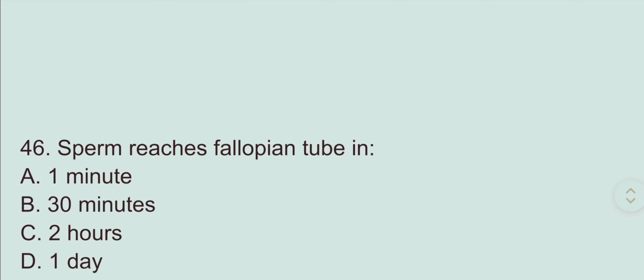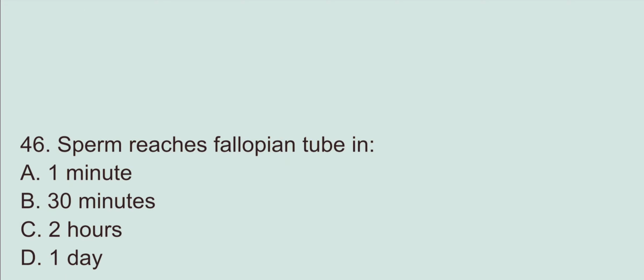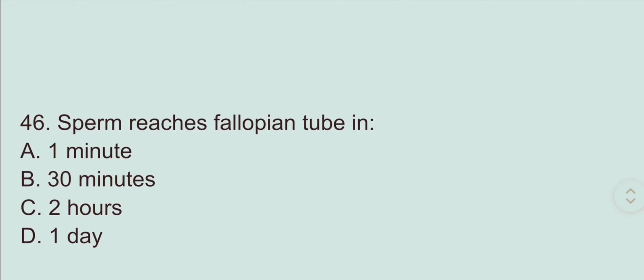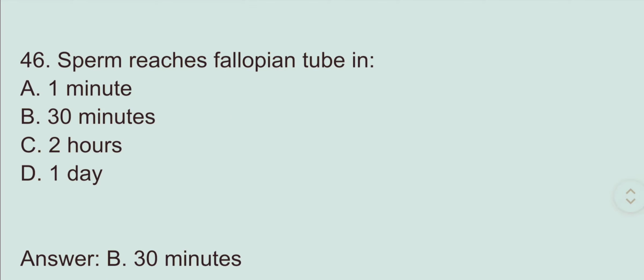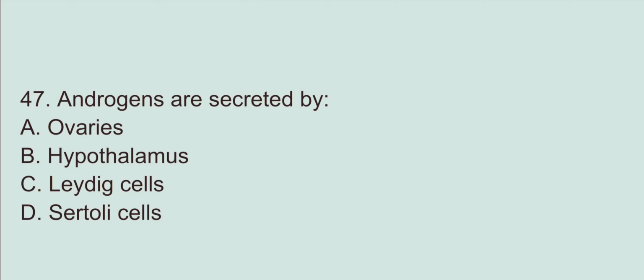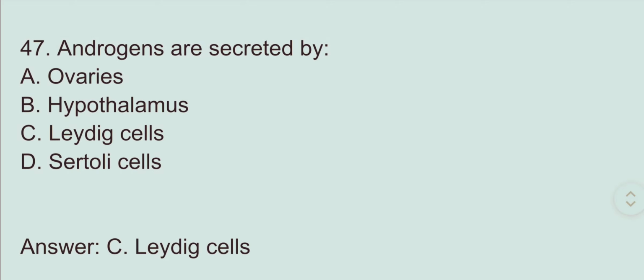Question number 46. Sperm reaches fallopian tube in how much time? The correct option is option B. 30 minutes. Question number 47. Androgens are secreted by. The correct option is option C. Leydig cells.